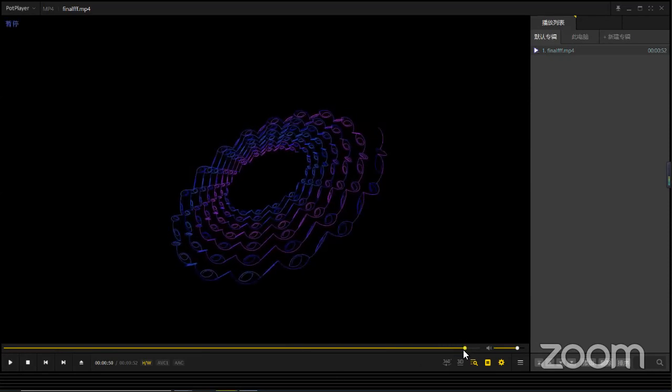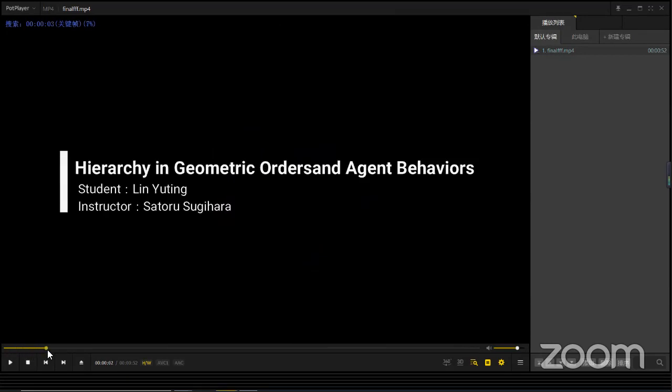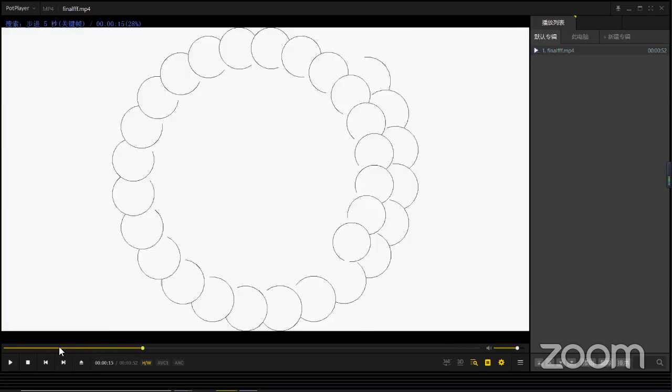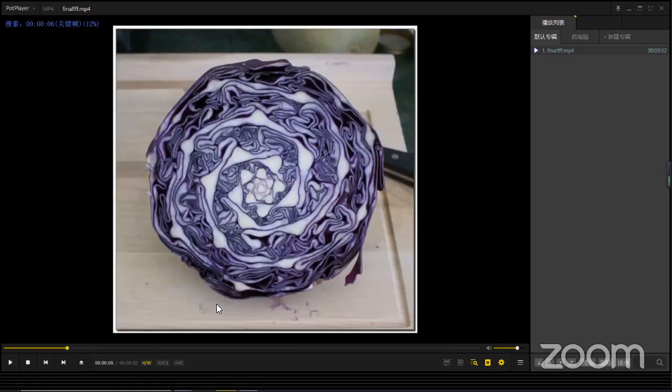Okay, let me introduce it briefly. My reference is this cabbage section, and it comes from the center, and it has this spiral shape, and each branch has more sub-branches. So I think this kind of shape is very interesting.